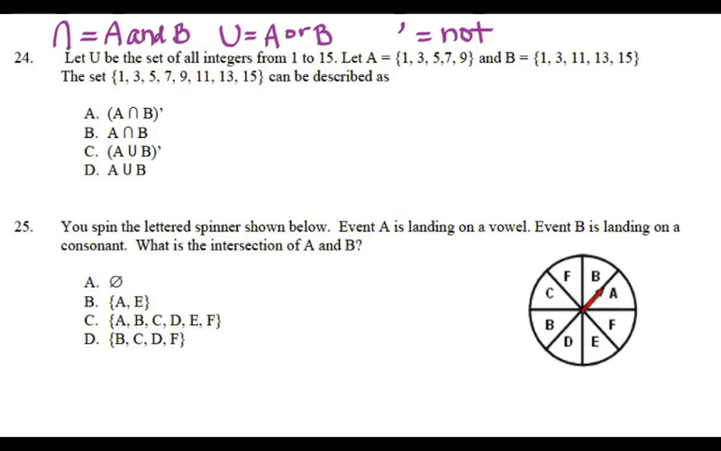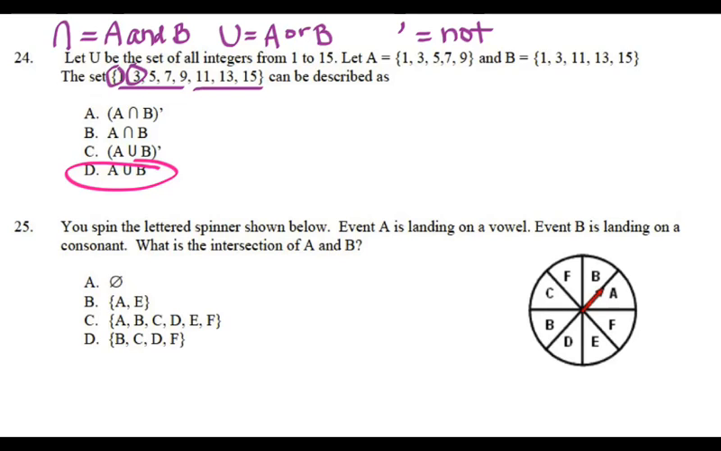Okay, so let's look at the set. We have 1, 3, 5, 7, 9, so we have those numbers which are in A. B has 1, which we already have. B has 3, which we already have. It also has 11, 13, and 15. So that can be described as the set A or B, which is going to be letter D, because it's the union.